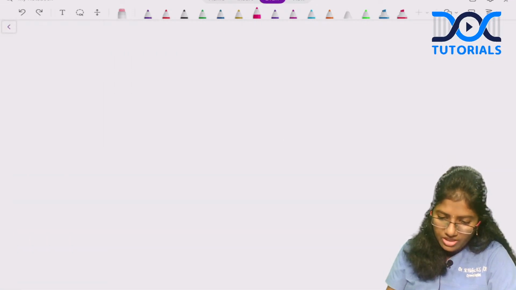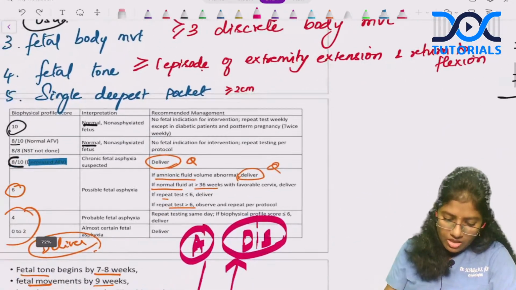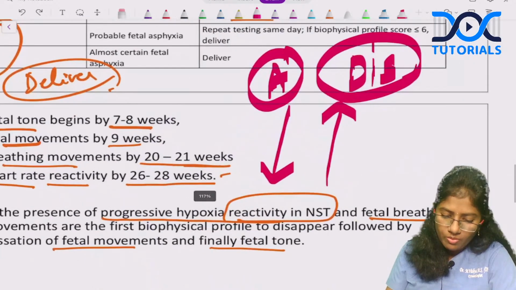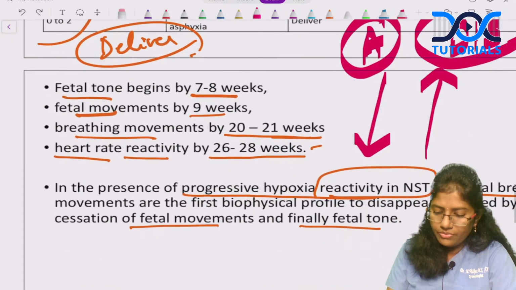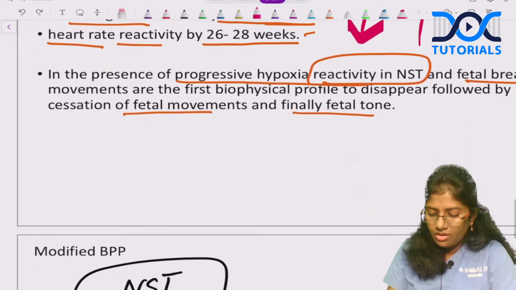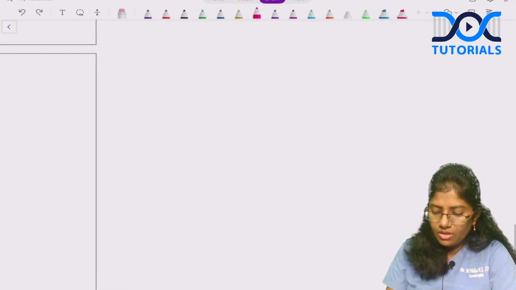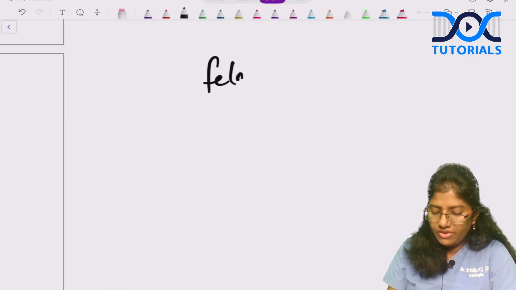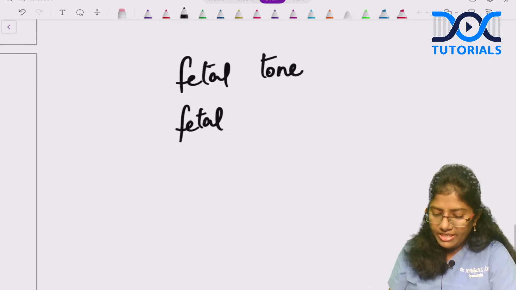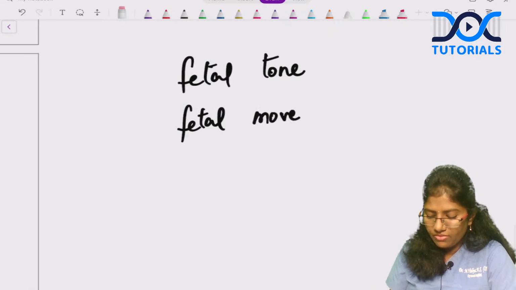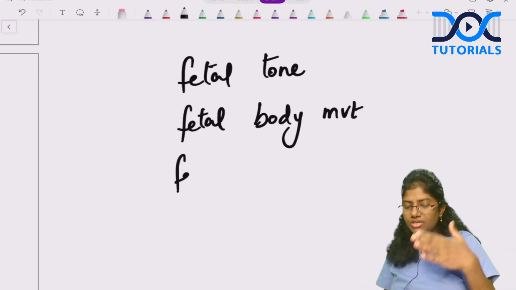The first parameter to appear is tone, followed by movement, followed by breathing movement, followed by heart rate. So fetal tone, fetal body movement, fetal breathing movement, and finally reactivity of the heart rate. It appears in this order.